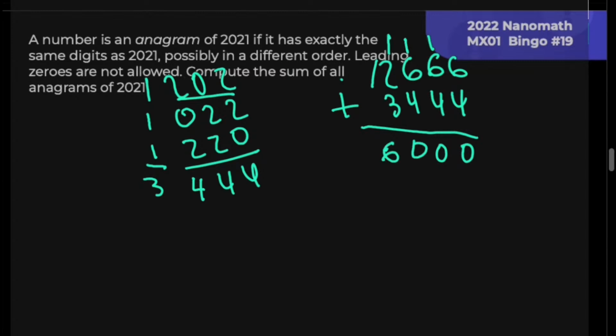Oh, I messed up my addition. Or did I? Yes, I did. I knew I messed up my addition. Okay, I can't add, so 0, this is 11, this is 11, this is 6, this is 1. So I think the answer is 16,110. Let me check.